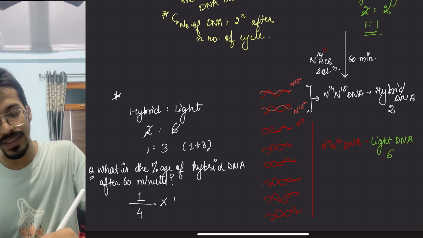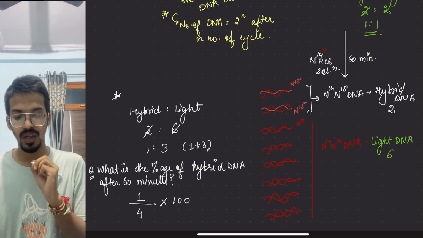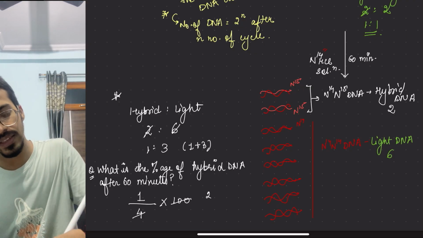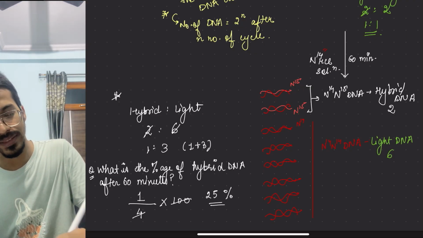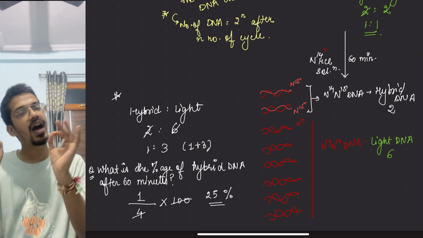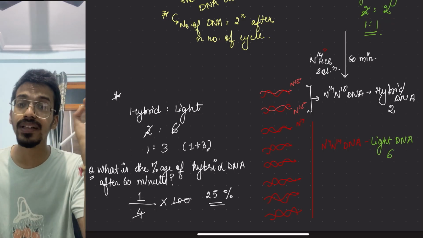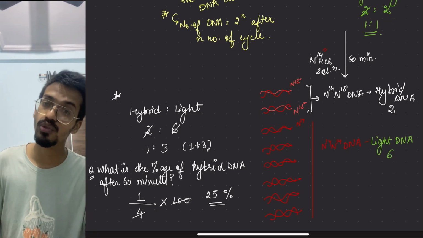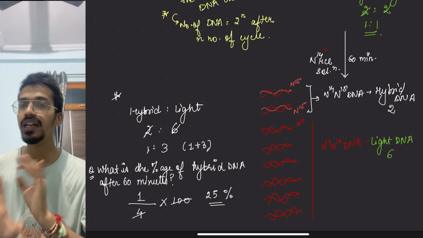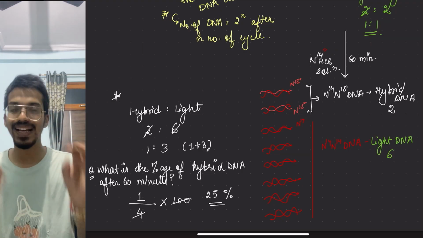Okay. Multiply by 100 for percentage. So hybrid DNA will be, this cut, 25%. So out of total DNA, 25% is hybrid DNA. This percentage can come in decimal form also. Don't get confused about how DNA can be a decimal. No, they are asking about the percentage. It can come in decimal also. Clear with this? The question, everything has been taught.